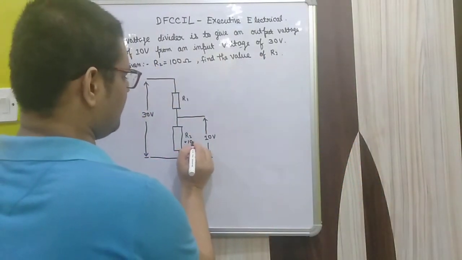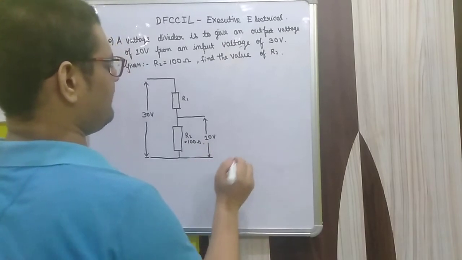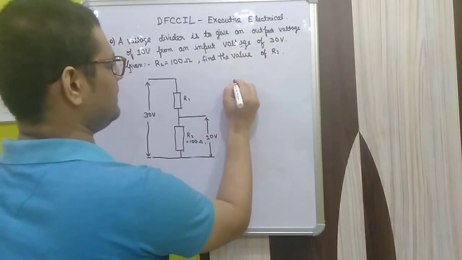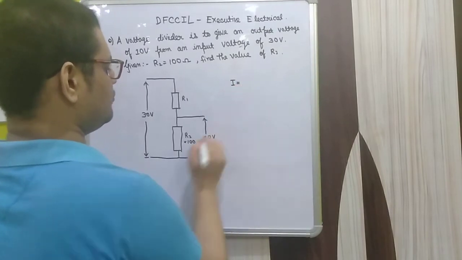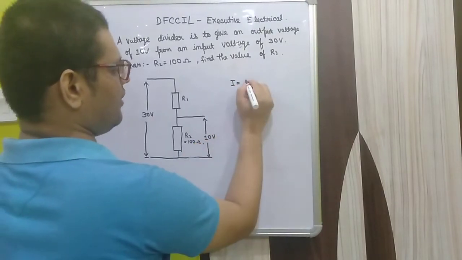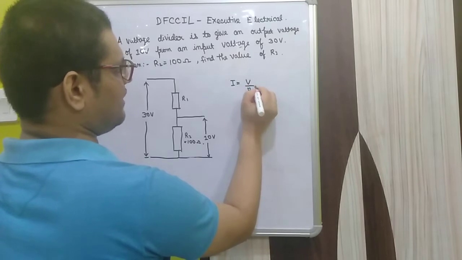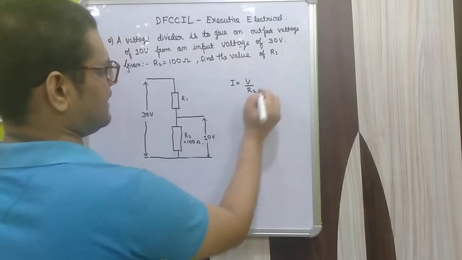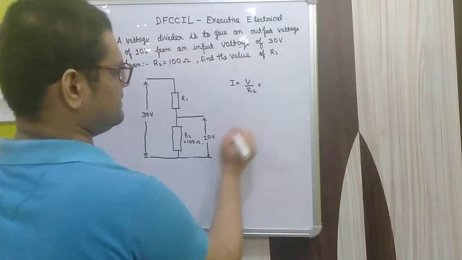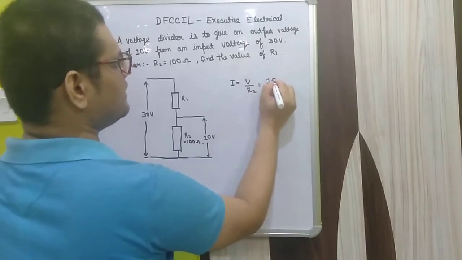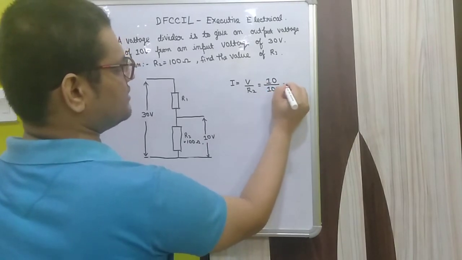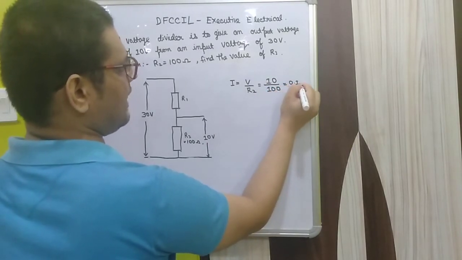This is 100 ohm. So now we can calculate the current over here. How can we calculate the current? We know I is equal to V by R, that is the output voltage divided by the second resistance. So the voltage over here is 10 volt divided by R2, which is 100, so it will be 0.1 ampere.